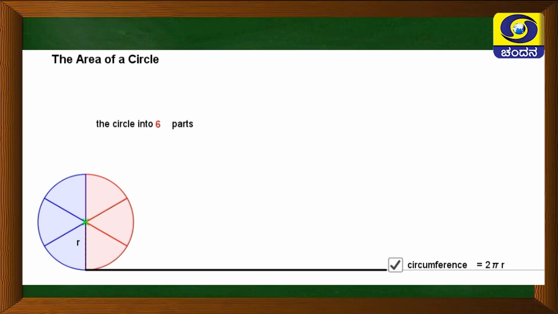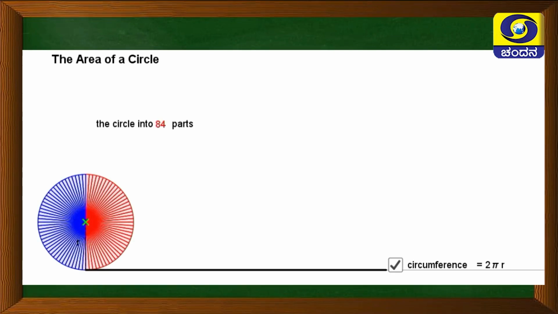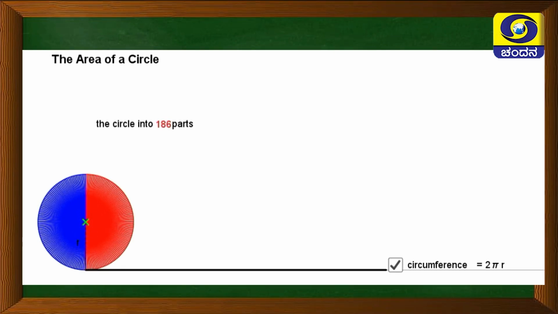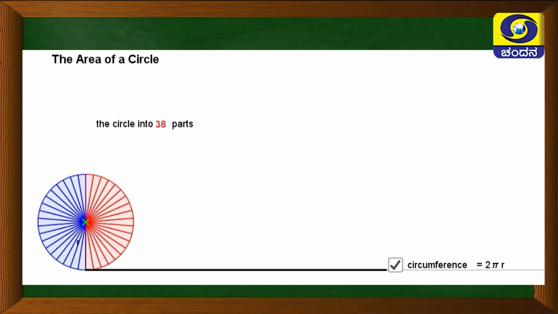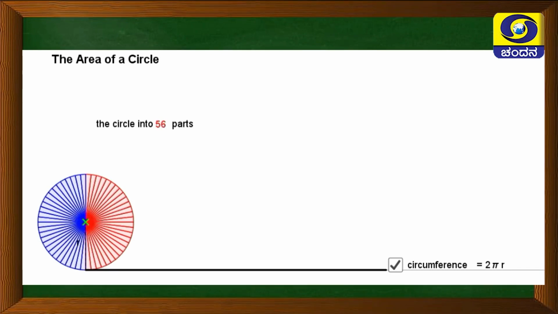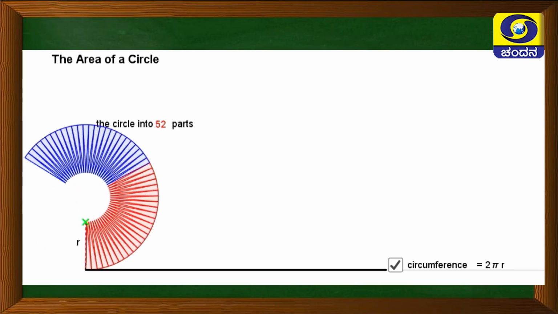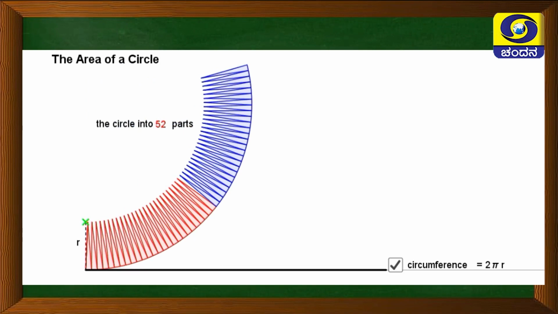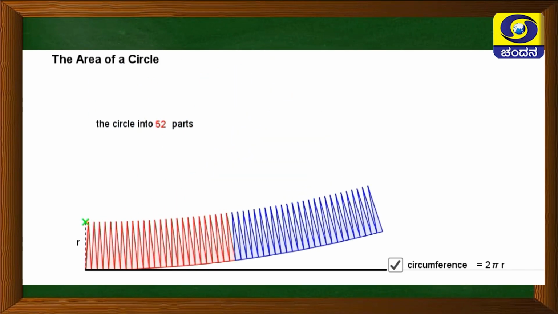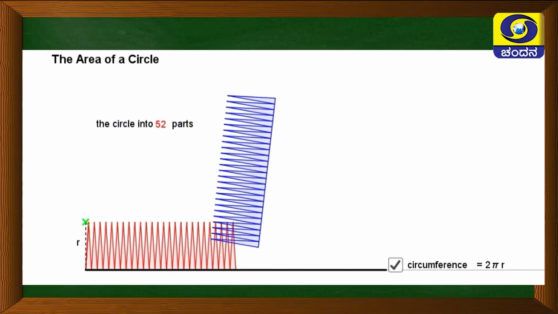Now what I am doing is dividing the circle into equal triangles. If I go on dividing the circle into small parts, I will get small parts. Observe, I have divided this circle into 52 parts. One side I have colored blue and the other side red. If you observe, it is nothing but a semicircle. The red one is a semicircle and the blue one is also half of the circle, that is a semicircle.